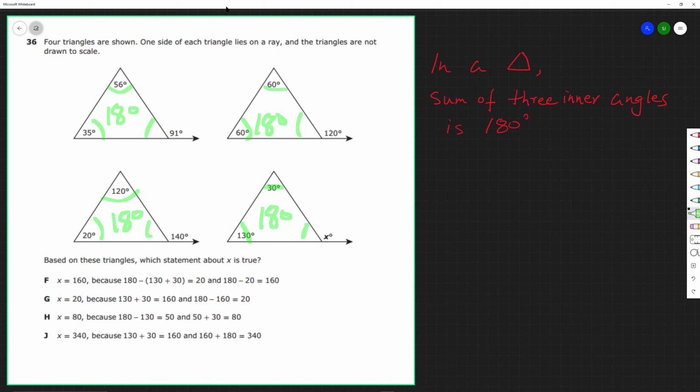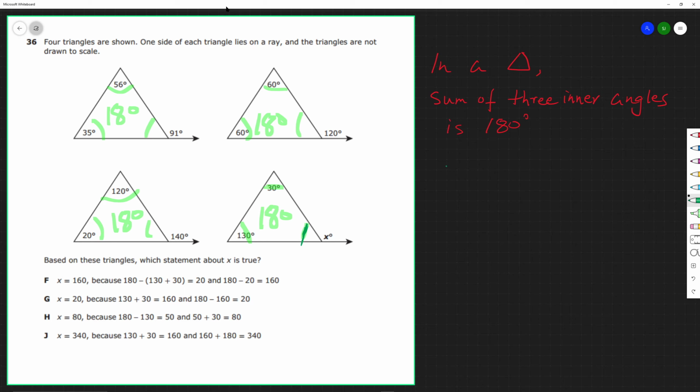Using this one, if we know 2 inner angles, then we can find out the third one. So look at this, the last triangle. The other 2 inner angles are 30 degrees and 130 degrees. Then the third one should be the remainder. If we take away the 30 degrees and 130 degrees from the sum of 180, then the remainder should be the degree of this third angle.